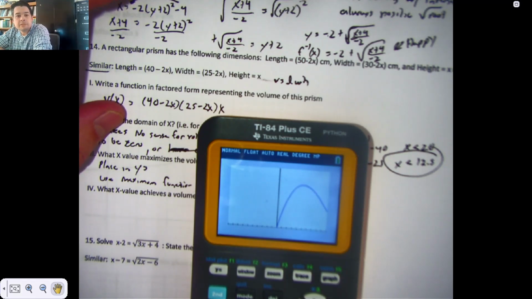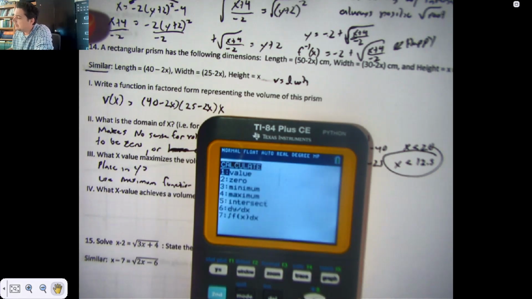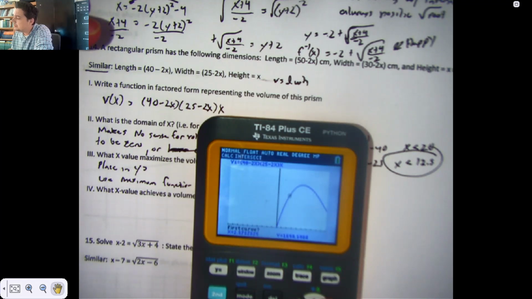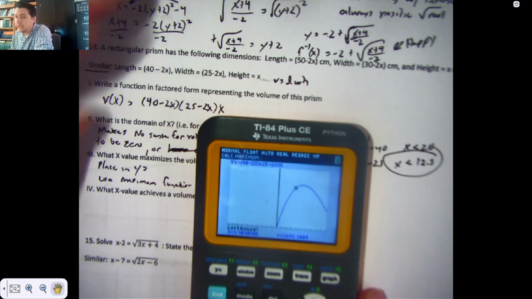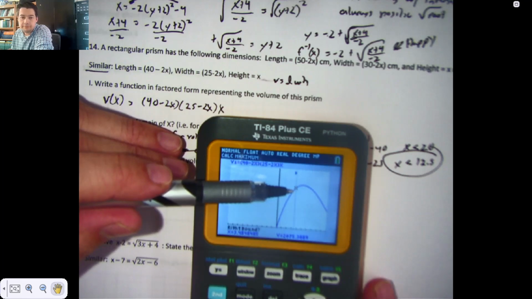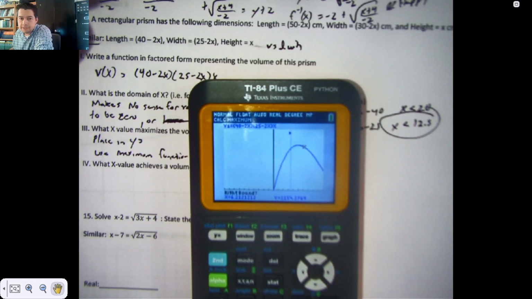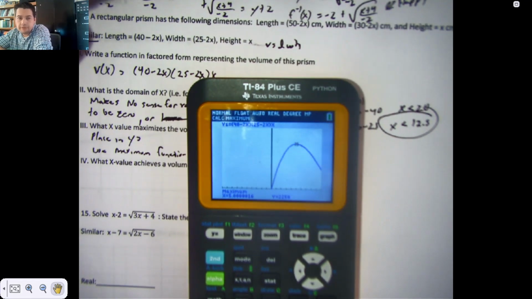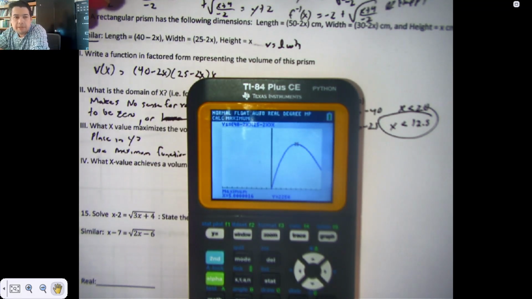Okay, so yeah, something I got to change on this little similar thing. There's a maximum. Second trace 5, get close. And by the way, that was second trace 4. I said 5. Second trace 4 for maximum. I get left of the maximum, I press enter. I get right of the maximum, and I press enter, and then I press enter for the guess. And it turns out that the maximum value is actually 5.